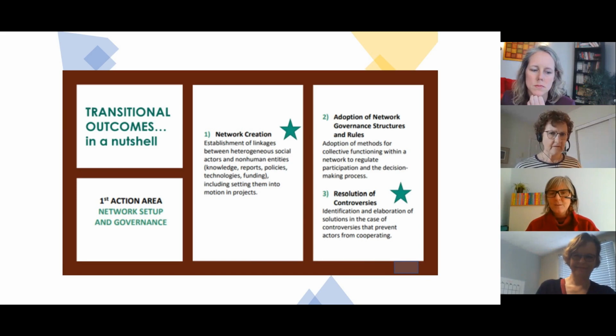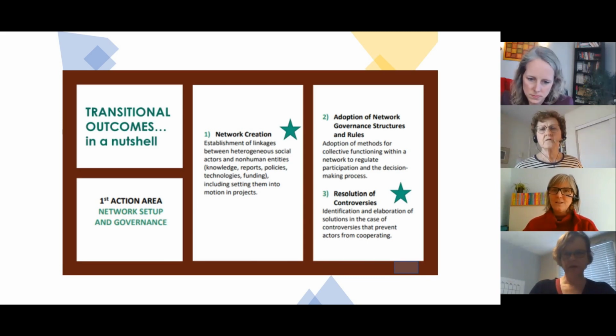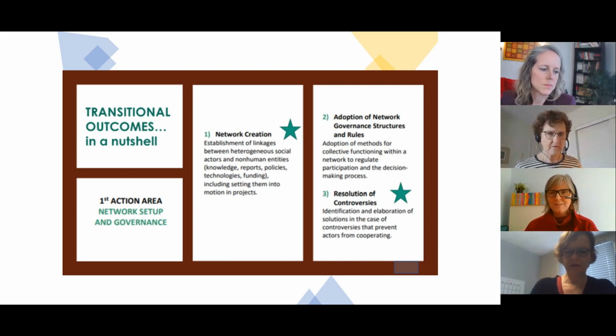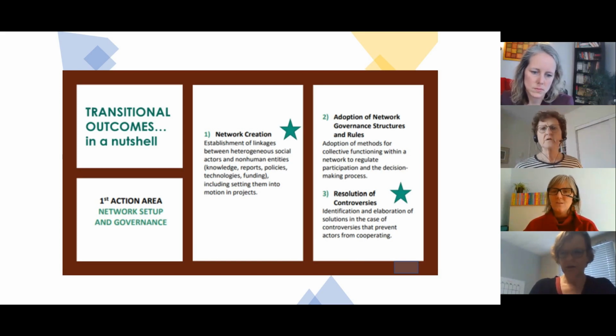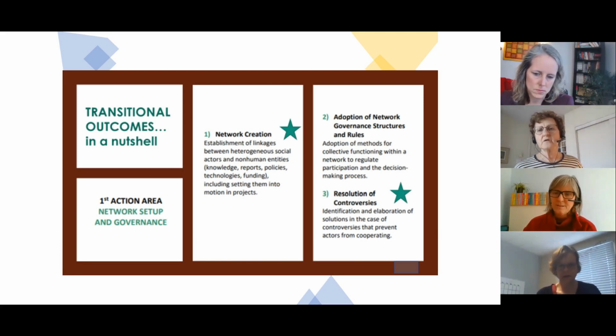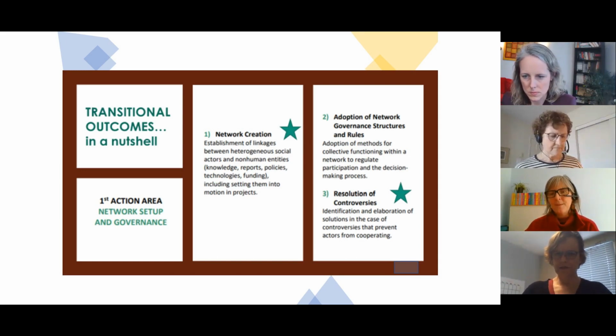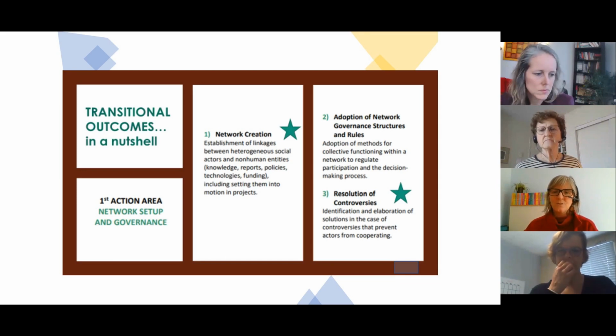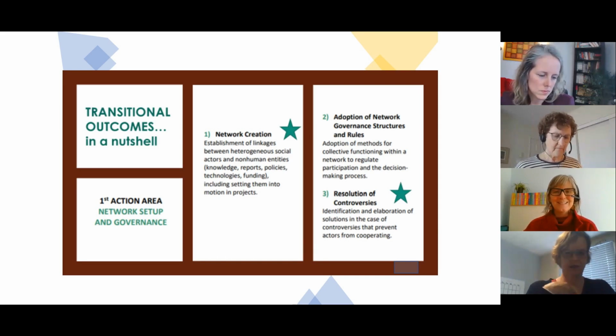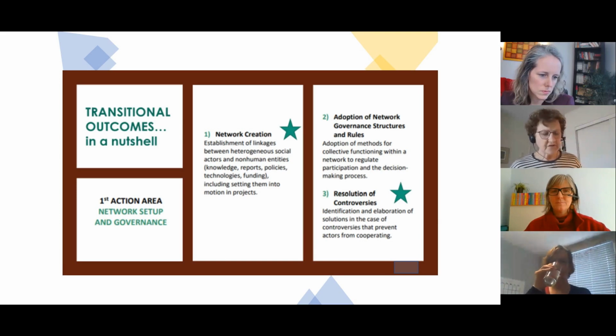So in this area, network setup and governance, there's network creation: the establishment of linkages between heterogeneous social actors and non-human entities, knowledge, reports, policies, technologies, funding, including setting them into motion in projects. The second transitional outcome in this area is the adoption of network governance structures and rules: the adoption of methods for collective functioning within a network to regulate participation and decision-making processes. And the third is the resolution of controversies: the identification and elaboration of solutions in the case of controversies that prevent actors from cooperating. So Angèle, I pass it to you now to tell us more about network creation first. Yeah, about network creation.